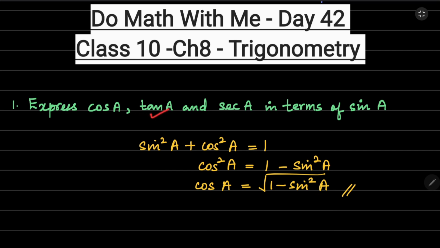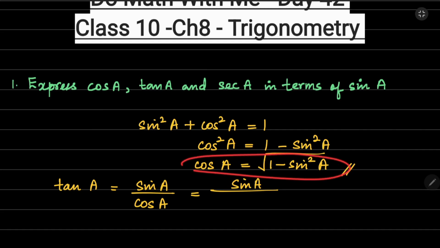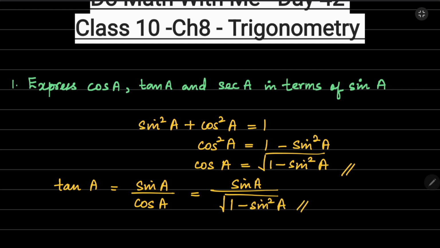Second one, let's express tan A in terms of sin A. What is tan A? Tan A is equal to sin A by cos A. Let sin A remain as it is because we have to express tan in terms of sin. So do not do anything, let the sin remain as it is, divided by cos A. We just wrote cos A in terms of sin A. So let's rewrite that: cos A is equal to square root of 1 minus sin square A. And there goes your second answer, tan in terms of sin.